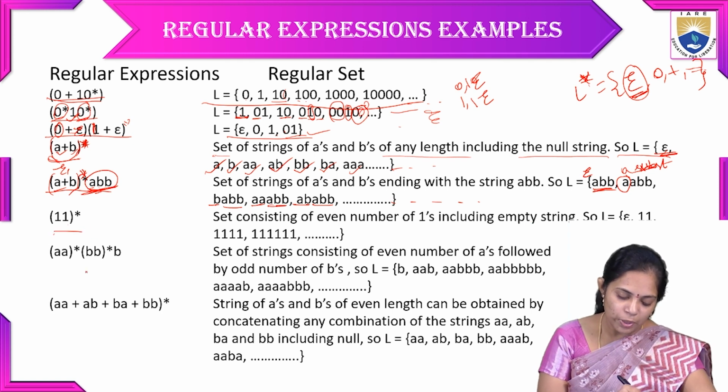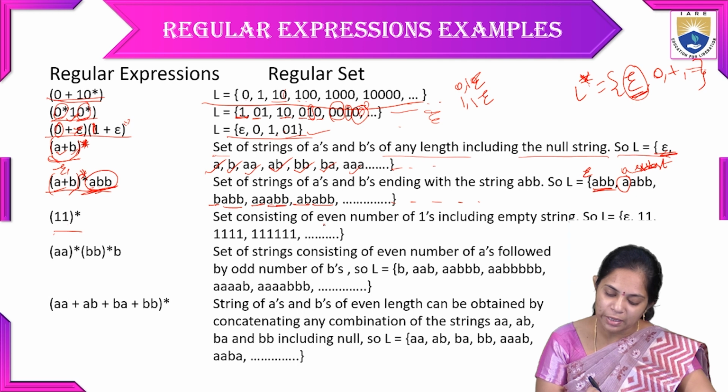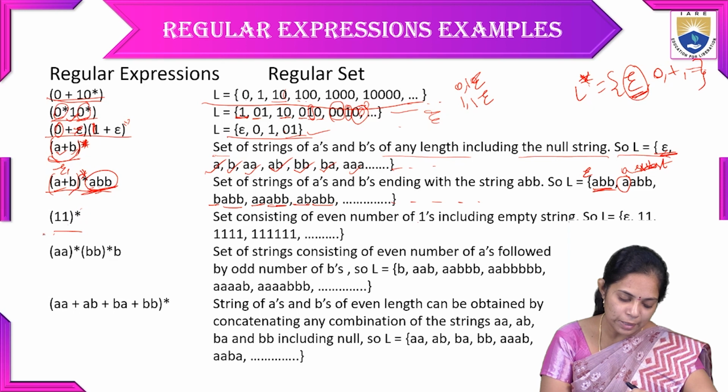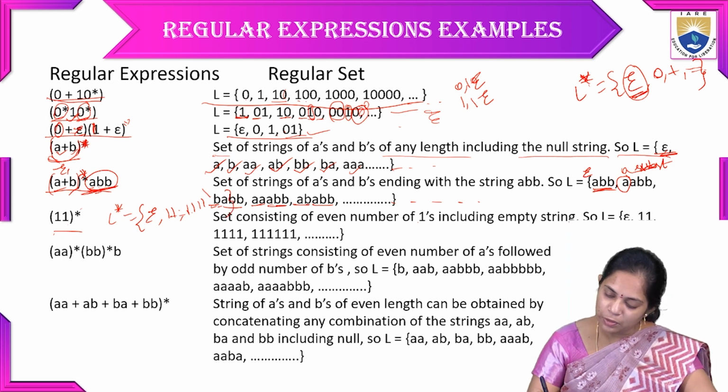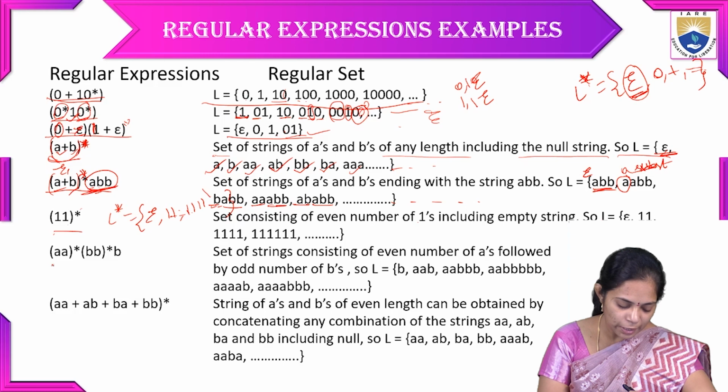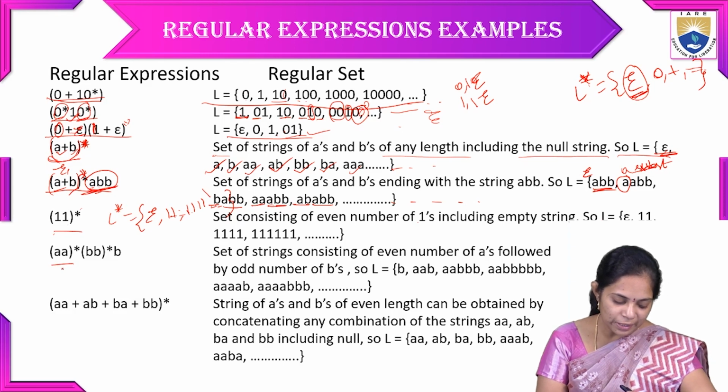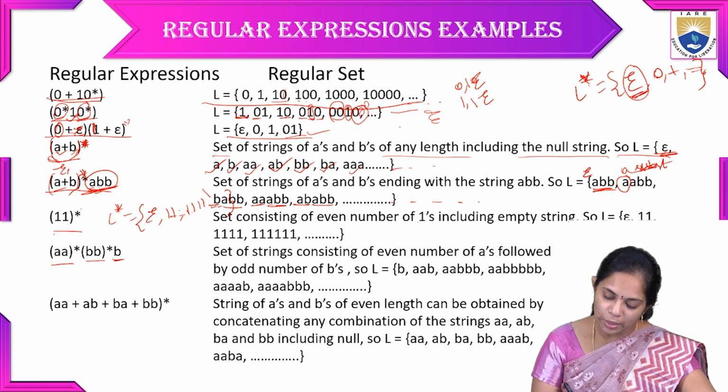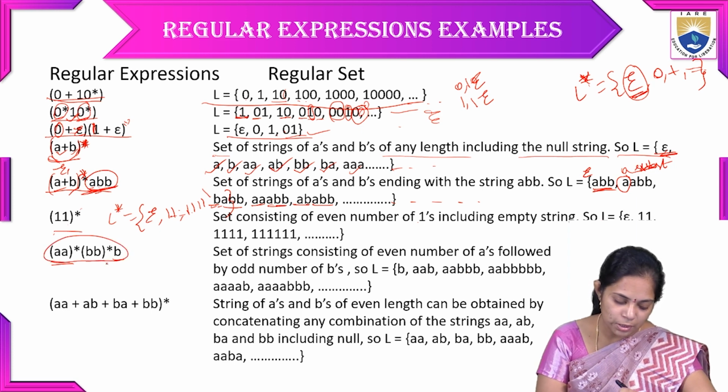And next, 1 1. The set containing the even number of ones including the empty string. So as we already know, L star includes the epsilon, the empty symbol. So here this language, including empty symbol. And here also AA, so even length of A multiple times, B, even length of B, and it's ending with B.